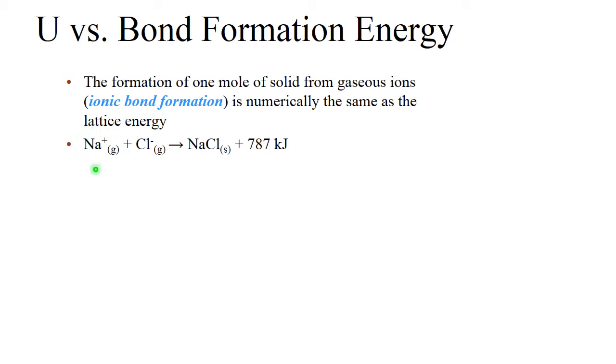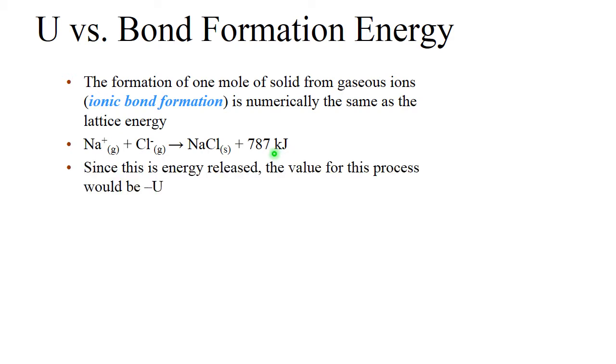Sodium ion in gas plus chloride ion in gas makes crystalline sodium chloride. It's not a molecule, it's a crystal, and releases 787 kilojoules per 1 mole. Since energy is released, the value of this process, of course, should be negative.